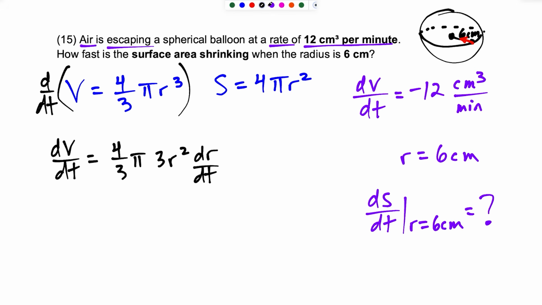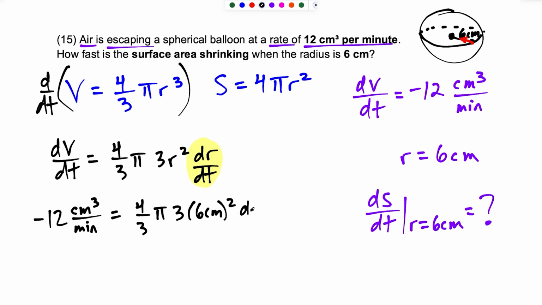So now in order to solve for this unknown rate, the dr/dt, what we could do is we could just plug in everything now. So we have dV/dt is -12 cubic centimeters per minute. Now, depending on your professor or teacher, some may want to see the substitution with the units here. Others are okay with you just plugging in the numbers and then writing the correct units at the end. But I'll show this one with the substitution with the units. So we have 4/3 pi, and then 3 times the radius that we're plugging in is 6 centimeters, and squaring it, and then we have dr/dt.